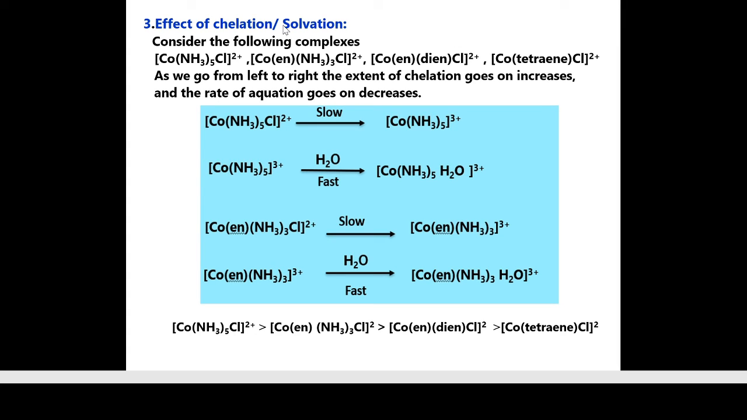But here, as we move from left to right, that means as the chelation increases, the rate of aquation goes on decreasing. Why is this so? Let's see. These are the two examples. This one is first, which contains only monodentate ligands, and this is the second, which contains bidentate ligand along with monodentate ligands.